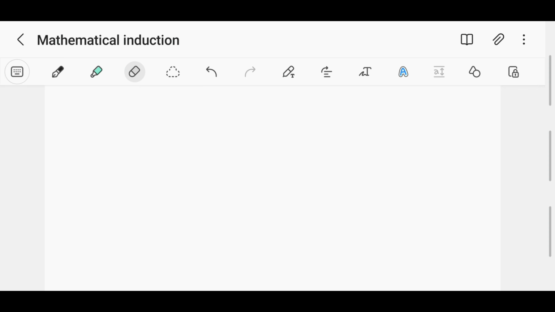Students, so today we will solve some problems on mathematical induction. So first of all, what is mathematical induction? Given a mathematical statement, say S of n, we prove that this mathematical statement is true for all n greater than or equal to 1. That is for all positive integers. You can also say it as natural numbers.